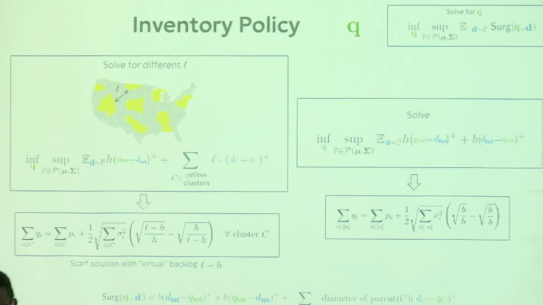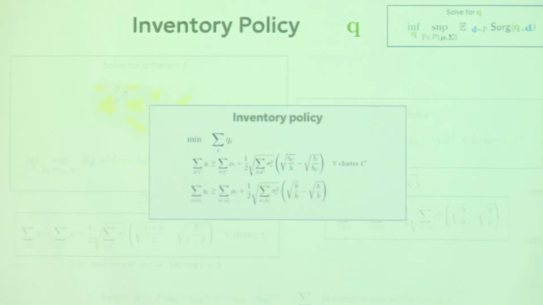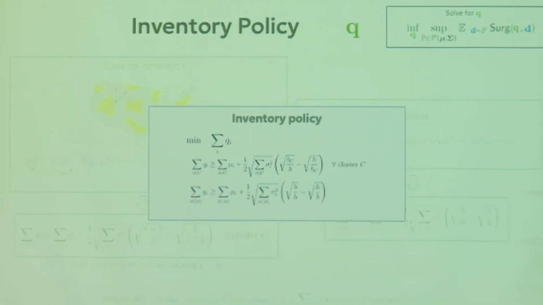How do you combine these? We used an LP to combine this like before. So you minimize the total inventory subject to, for each cluster, you carry the cluster Scarf inventory with a virtual backlog. Here this virtual backlog B_C, you can think of that as the diameter of the parent minus H. Okay, that is not exact, but you can think of it like the diameter of the parent. That is what you will have to go, minus H.